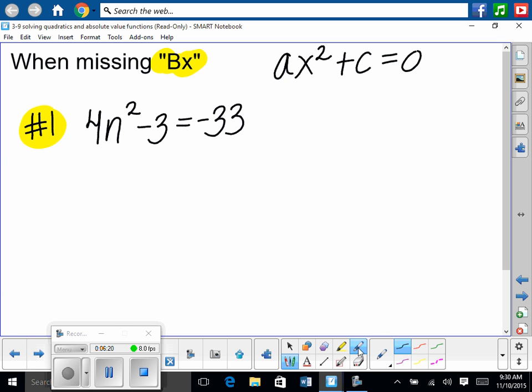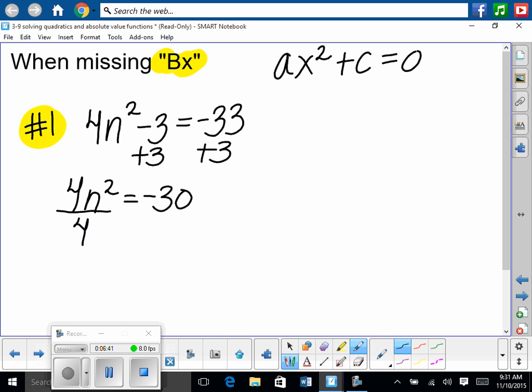So what am I going to do first? Isolate n squared. Add 33 to both sides, right? Are we all following me? 4n squared is equal to what? Negative 30, right? Okay, now we're going to do what? Good, I like that you said divide by 4 first. If we took the square root right there, it probably wouldn't be the best idea yet. Divide both sides by 4. So we have n squared is equal to negative 30 over 4.